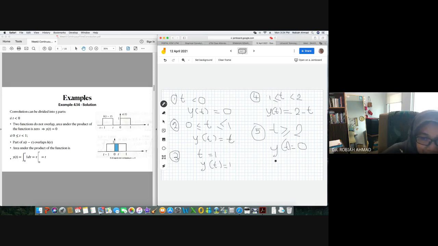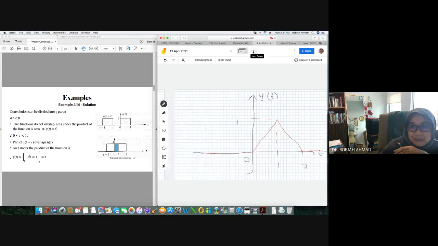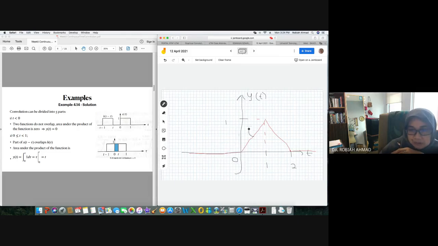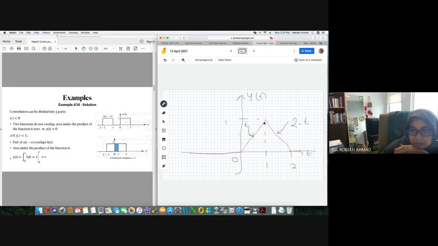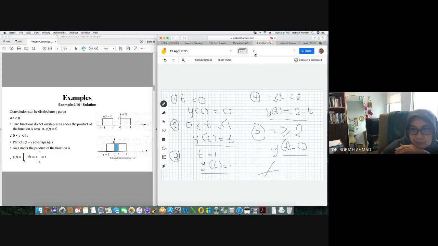T apa dia? Persamaan garis lurus lah. Okay, Y equal to mx kan. So bila kita represent dia dalam graph, this is T. This one is T. This one, apa tadi kita dapat? 2 minus T, masa case 4. 2 minus T. This one case 2. And then this is masa dia fully overlap. And then ni apabila more than 2. So that is why kita dapat yang ni. Ini yang kita nak. And the answer should have this one as well as the graph.